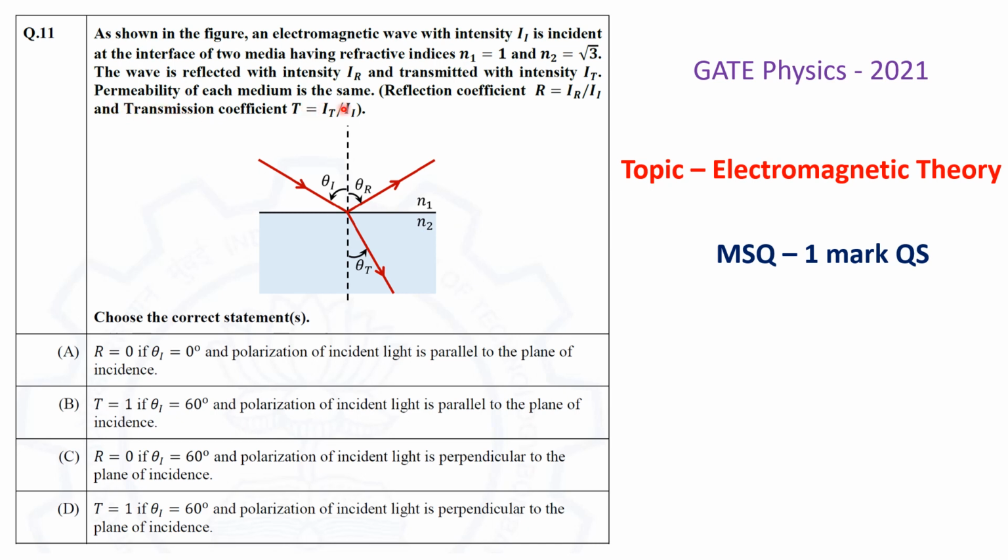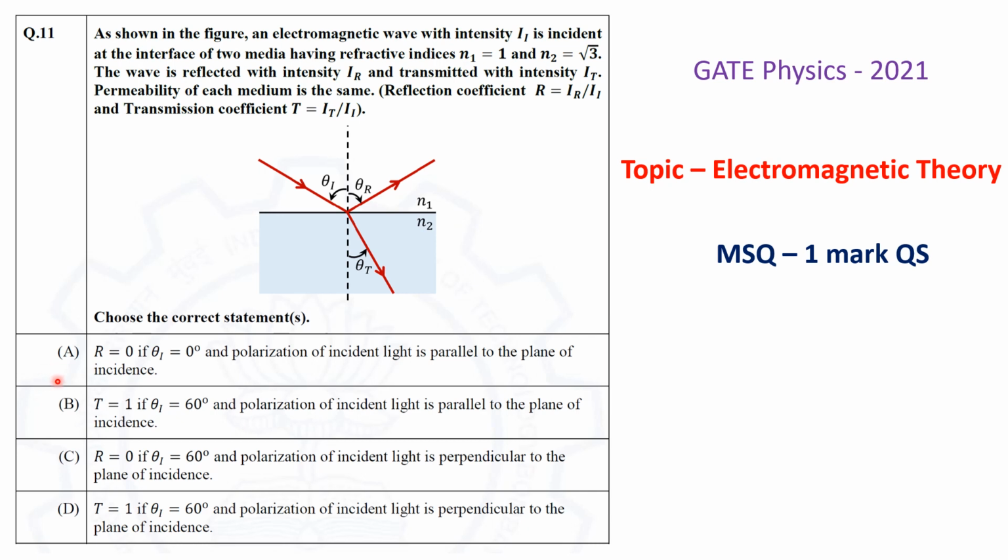Permeability of each medium is the same. The reflection coefficient is defined as R equals I_R divided by I_I, and the transmission coefficient T is defined as I_T divided by I_I. So we have to choose the correct statement.